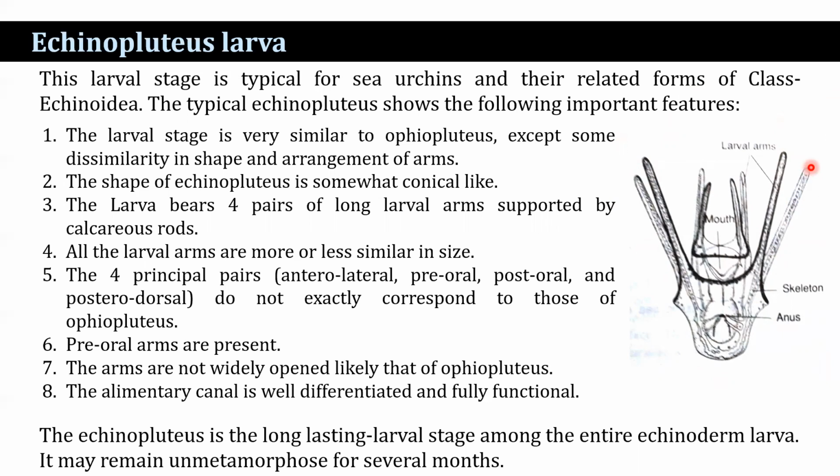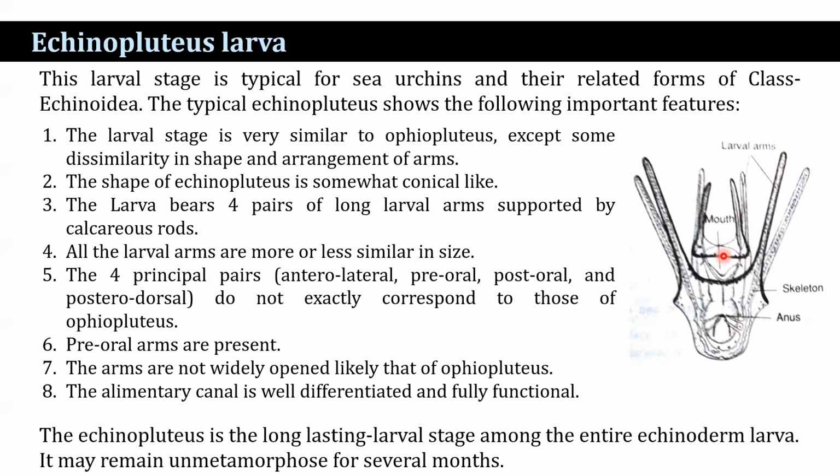The larva bears 4 pairs of long larval arms supported by calcareous rods, but the arms are more or less similar in size. The 4 principal pairs, anterolateral, preoral, postoral, and posterior dorsal, do not exactly correspond to those of Ophiopluteus. Preoral arms are present. That is important here. The arms are not widely open, unlike those of Ophiopluteus.